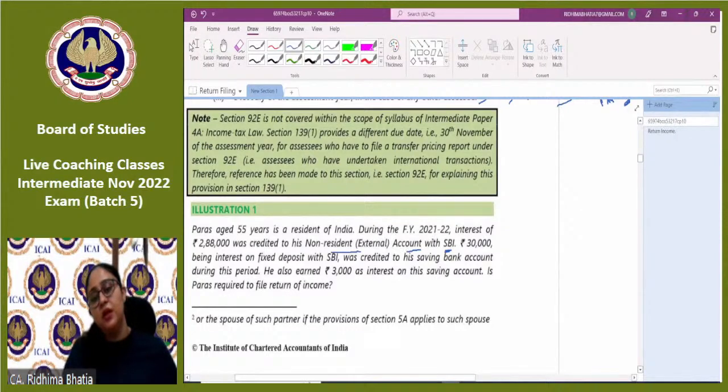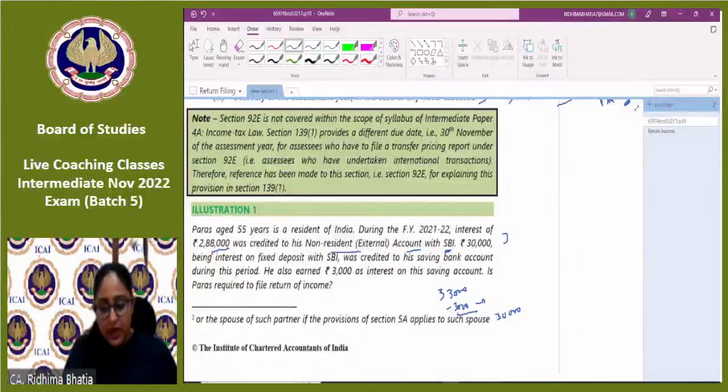So anything a person earns from his non-resident external account, whatever is credited there, that is exempt under the Income Tax Act. So this 2,88,000 is exempt under income tax. So his taxable income in India is 30,000 and 3,000, which is 33,000. And obviously on the 3,000 he will get the 80TTA deduction, right? So his total income is 30,000. Is he required to file the return of income? The answer is he's not required to file the return of income because his income is less than the basic exemption limit.